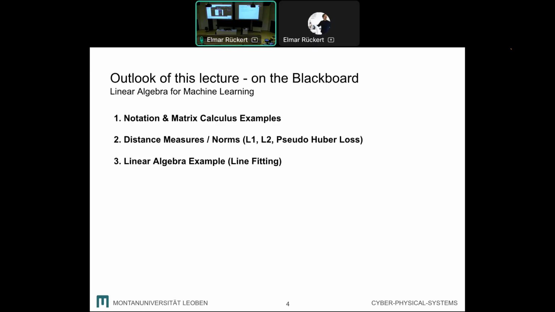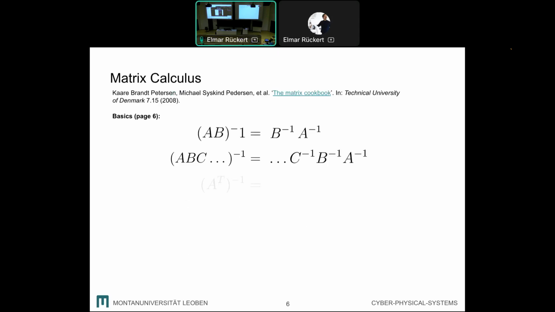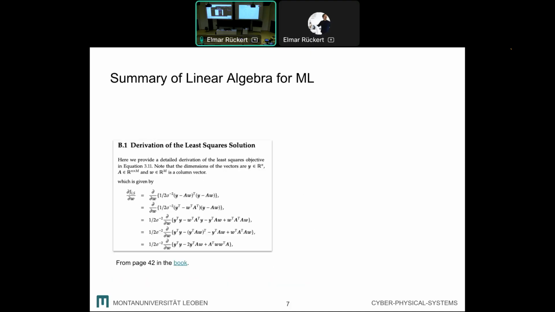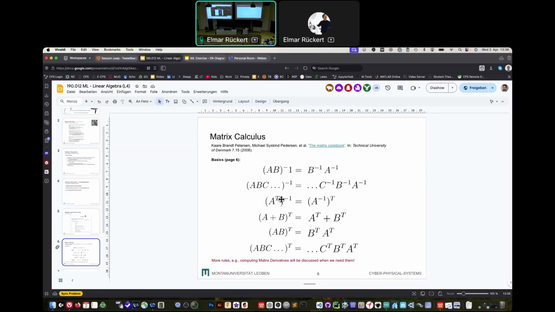So this is the outlook then. I will start with some basic notation that's a bit dry. Then I will present these norms. And in the end, we discuss a linear regression example. And here in the slides, you find some basic rules. I won't go through that. So the slides are not really representative for what I'm doing here on the blackboard.